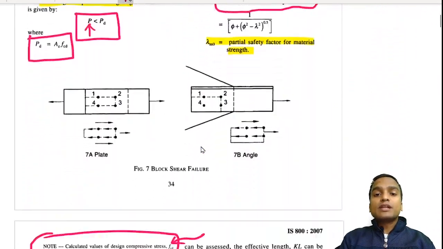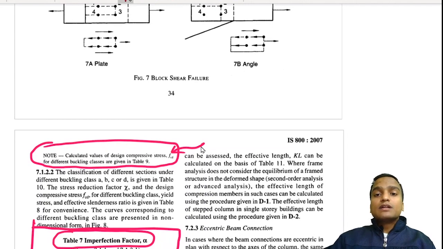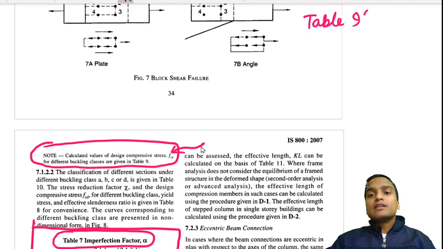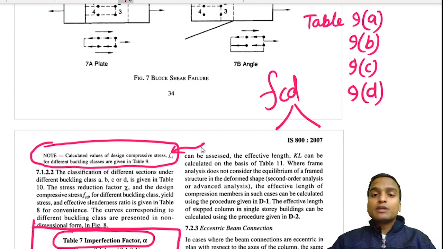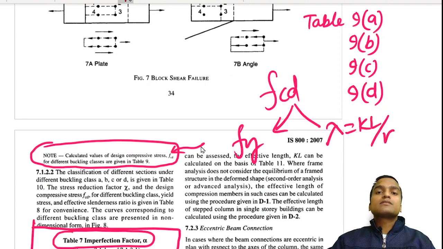So just like table 8 was divided into 4 groups, table 9 is also divided into 4 parts, and that is table 9A for buckling class A, and 9B for buckling class B, and 9C for buckling class C, and 9D for buckling class D. All these 4 tables give us the value of FCD directly. No worries. 4 different values of what? So here we have to know what is the value of Fy and what is the value of my lambda, which is equal to KL by R, slenderness ratio.